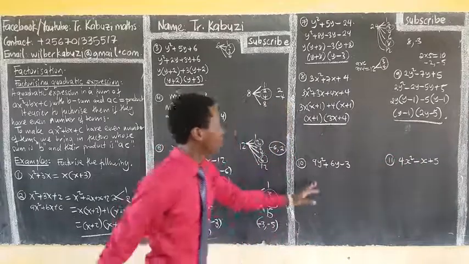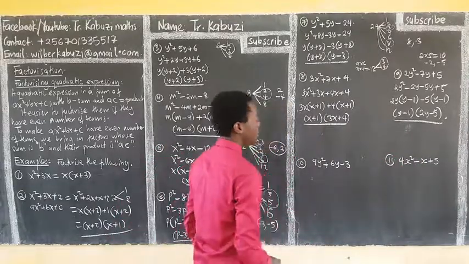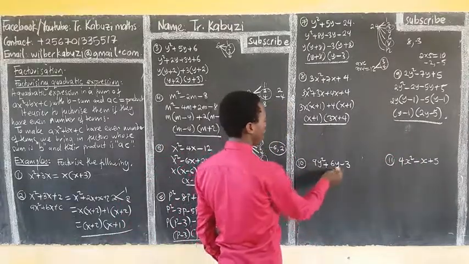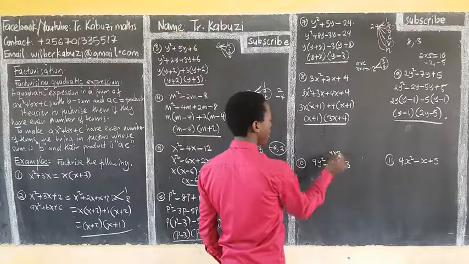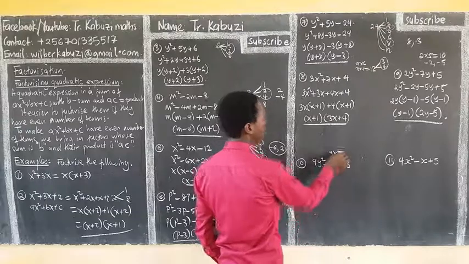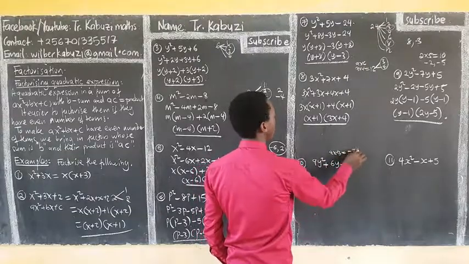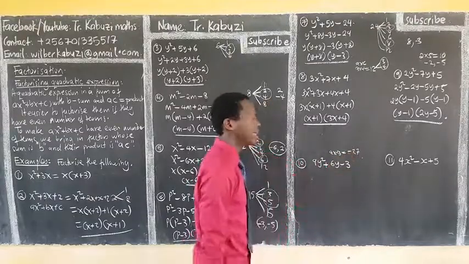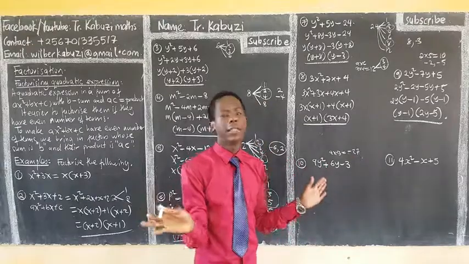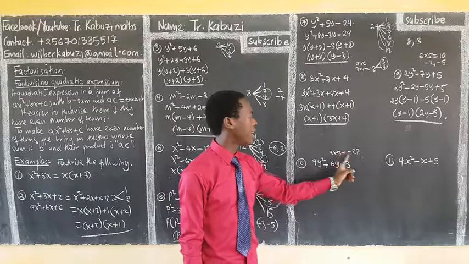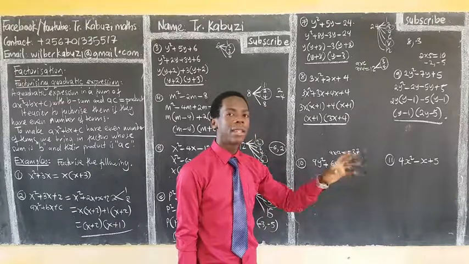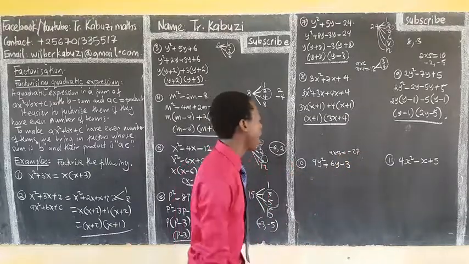Okay, now I'm going to handle the last two. What is the product? The product here is going to be 9 times negative 3, which is giving us negative 27. Remember, a product which is negative means different signs, and a product which is positive means same signs. Now here we have a negative, which means the results should have different signs.